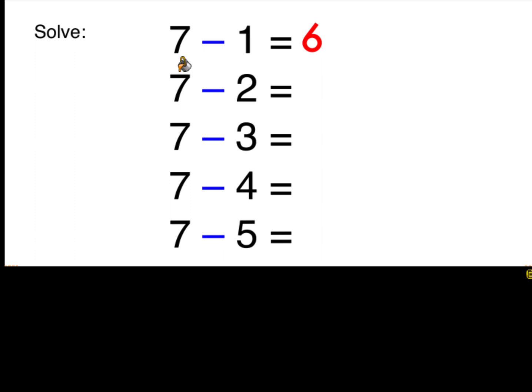So 7, 6, 5. 7, 6, 5, 4. 7, 6, 5, 4, 3. But when this number gets big, sometimes it's easier to count forwards. So you start at the 5 and you count till you get to the 7. 5, 6, 7. And then you had 5, 6, 7, 2 fingers up.